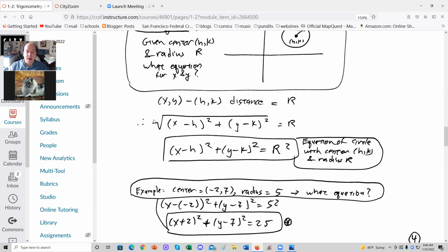The square root is awkward and we don't like it much, so we square both sides and we get this equation: (x minus h) squared plus (y minus k) squared equals r squared. That is the equation of a circle with center h by k and radius r.